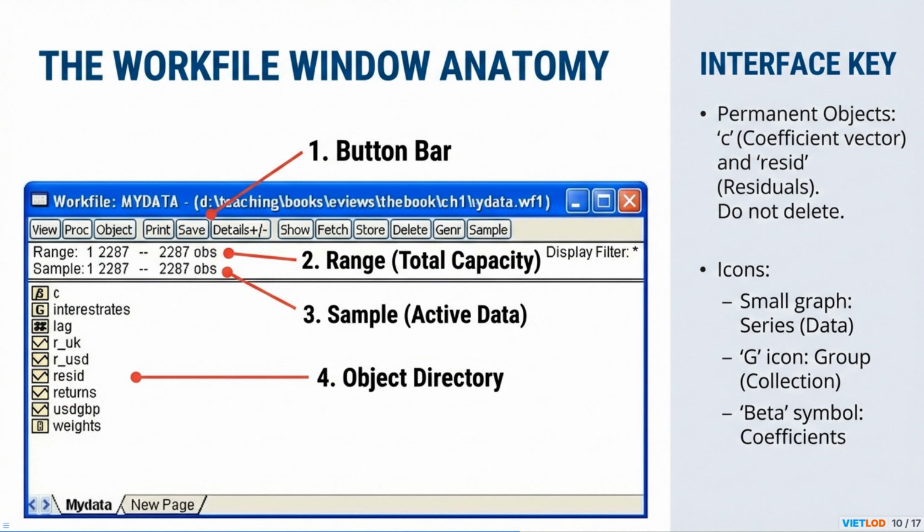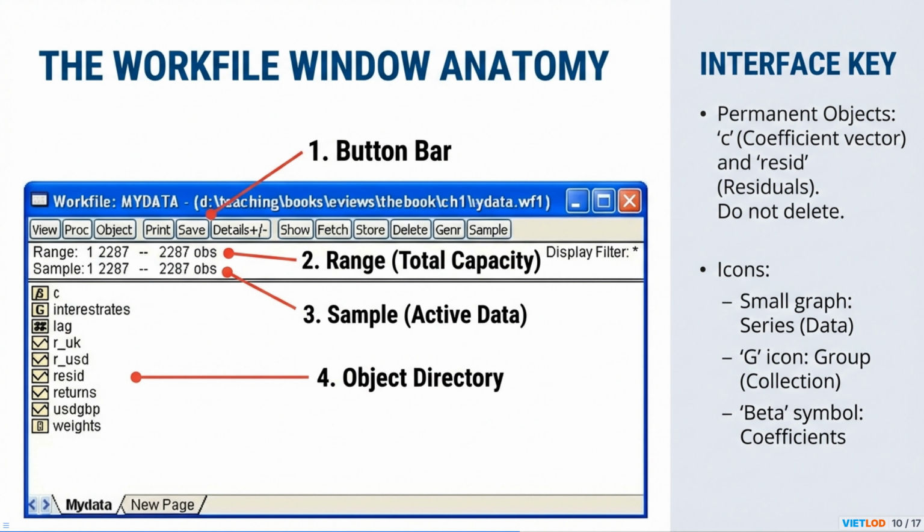At the top, you have the button bar with common actions like View, Proc, Save, and Gen. Below that, you'll see the range, which indicates the total capacity of your workfile, the start and end dates for all observations. The sample shows the currently active subset of the data. By default, it's the same as the range, but you can change it to focus your analysis on a specific period.